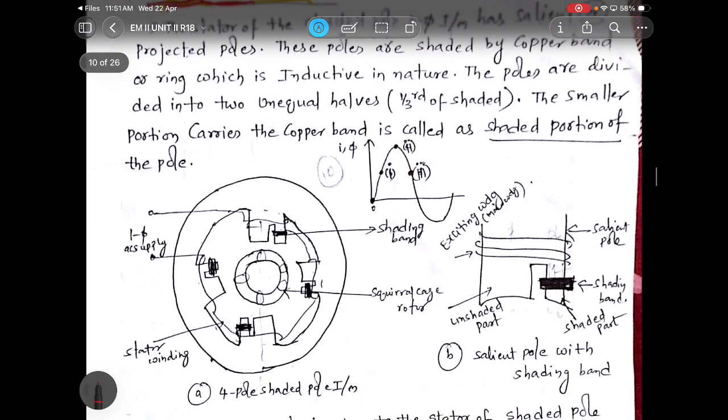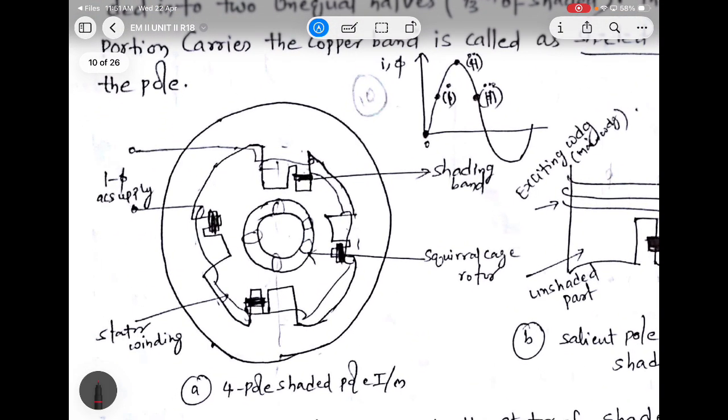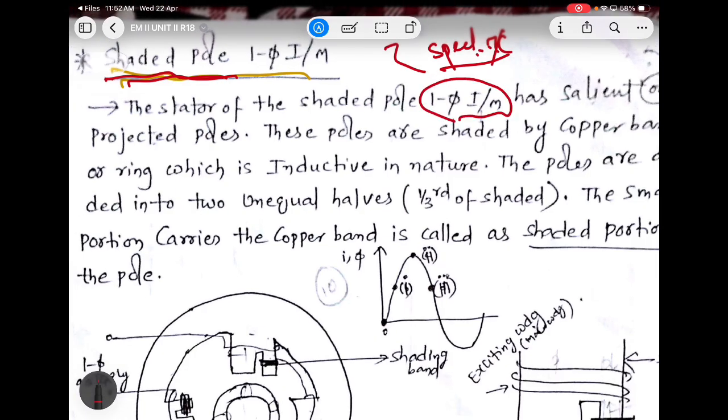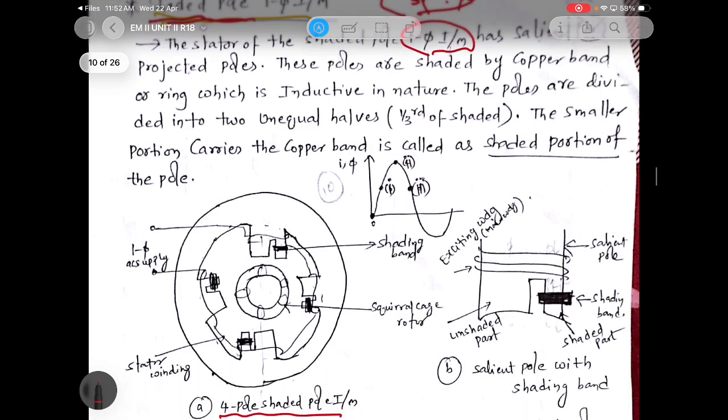So I'll try to show you the diagram of the physical construction here. I'm considering a four pole induction motor, a 4-pole shaded pole induction motor. Again, it's a single phase induction motor, but it's not the split phase concept. It comes under the concept of shaded.